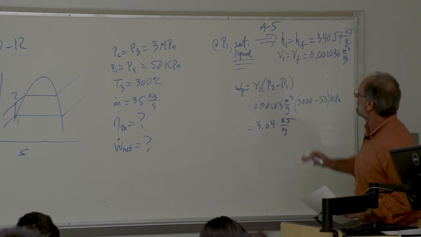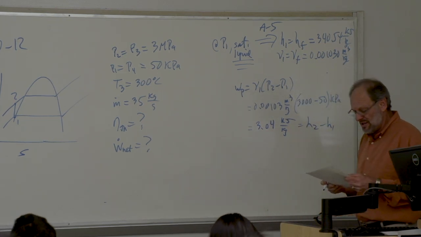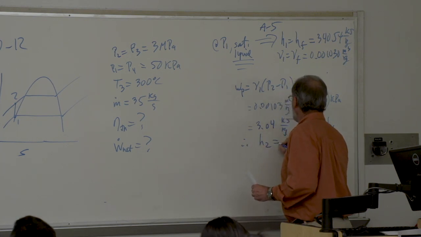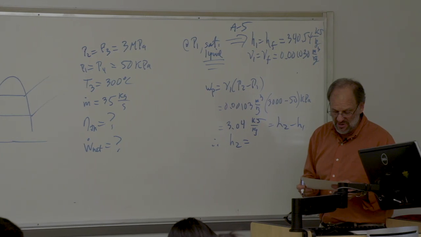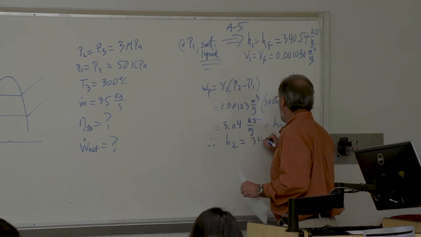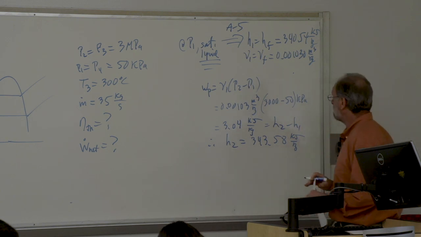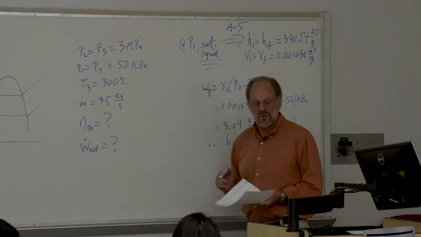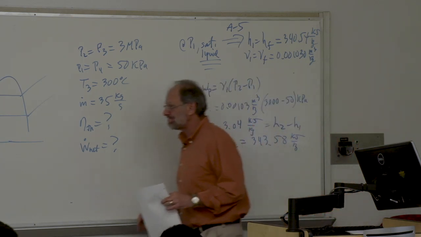So anyway, we have our pump work, which we'll note is also equal to H2 minus H1, and therefore H2 is just going to be the pump work plus H1. So that's just going to be 343.58 kilojoules per kilogram. All right. So there's our enthalpy at 1 and 2. And now let's just move on to state point 3.